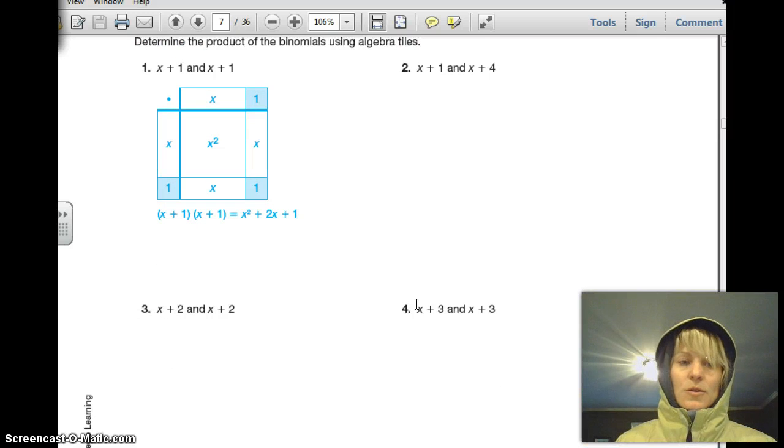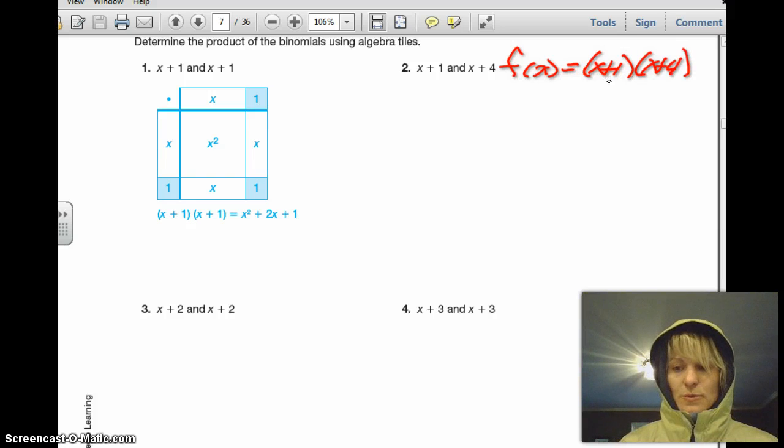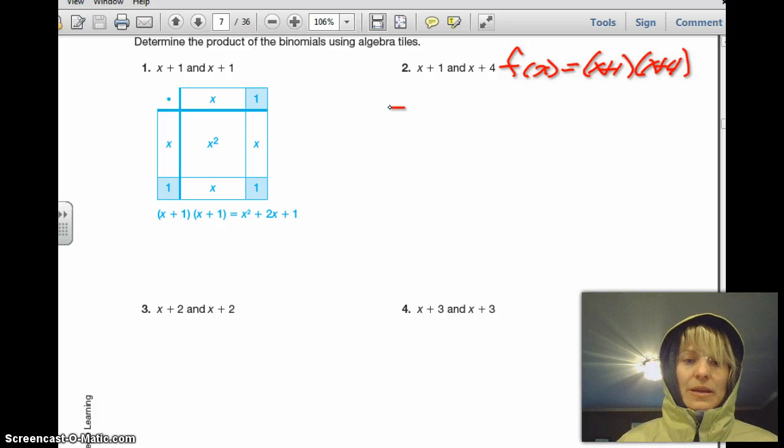Okay, so they show you a box method right here. I'm going to do my own off to the side. So here, this equation is essentially f of x equals x plus 1 times x plus 4. So here we should be able to tell the roots of this parabola are -1 and -4. But I want to know the y-intercept and the axis of symmetry and the vertex, so I need to put this into standard form. So a lot of people like the box method.